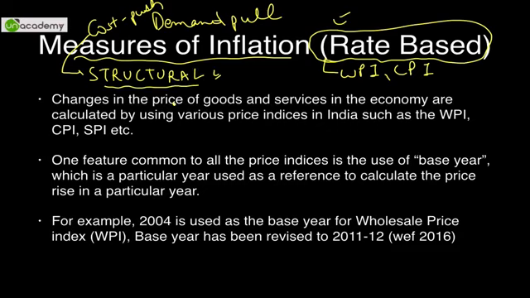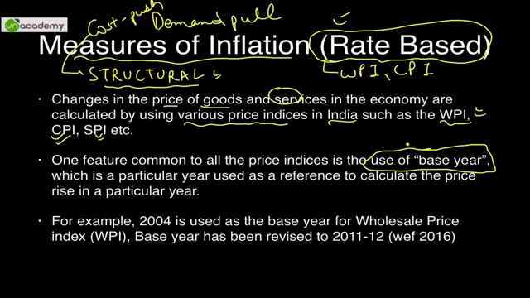Anyway, there will be changes in the price of goods and services, and there are certain indices developed in India. These are called the wholesale price index, consumer price index, and service price index. What is common is that we use something called the feature of base year. Base year is a particular year which is taken as the standard against which all the other years' performance is measured. So this is a particular reference year. This is the keyword. It is used as a reference to calculate the price rise in a particular year.